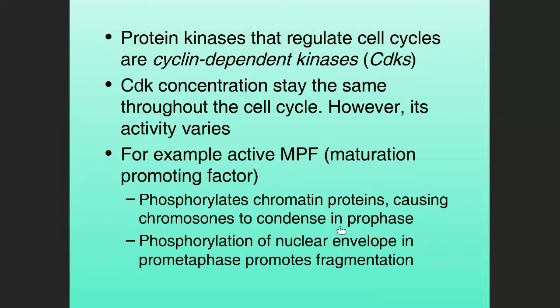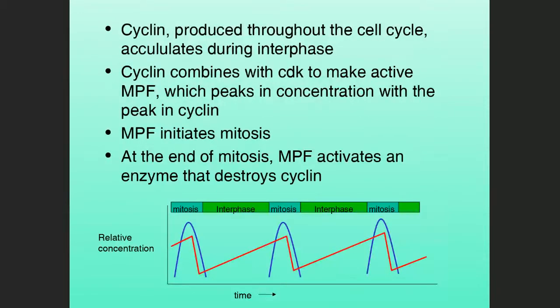CDKs are not a single protein; there are many proteins responsible for regulating the cell cycle. CDK concentration stays the same throughout the cell cycle. However, its activity varies. For example, active MPF, maturation promoting factor, phosphorylates chromatin proteins, causing the chromosomes to condense in prophase, and phosphorylation of the nuclear envelope in prometaphase promotes its fragmentation.